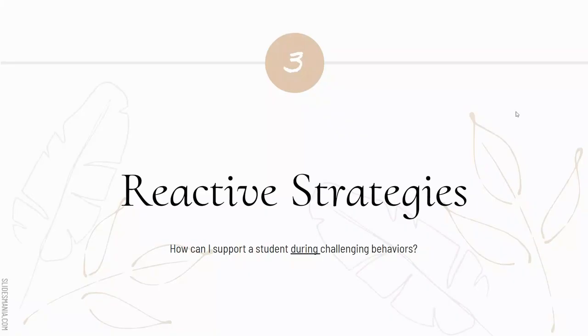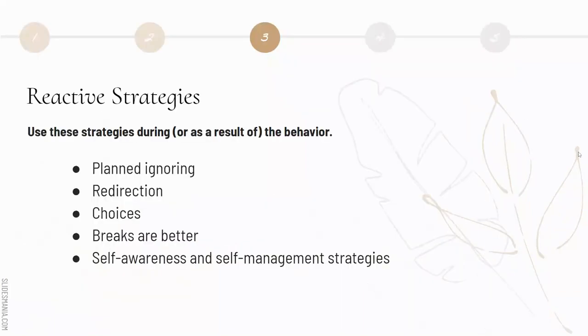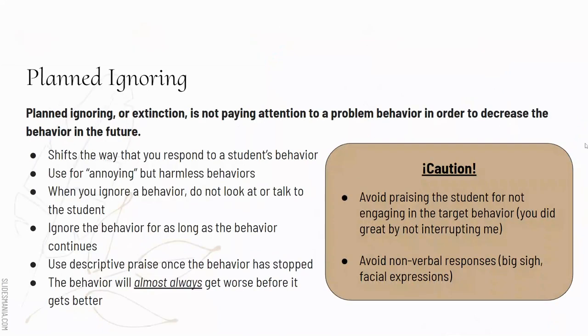Now we'll take a look at some reactive strategies that you can use to support students during challenging behaviors. You want to use these strategies during or as a result of the behavior. They include planned ignoring, redirection, choices, breaks are better, and self-awareness and self-management strategies. Planned ignoring or extinction is not paying attention to a problem behavior in order to decrease the behavior in the future. It shifts the way that you respond to a student's behavior.